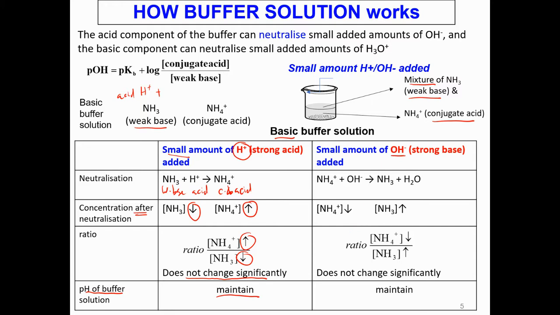If you add strong base, the base will react with the acid, the conjugate acid, NH4+. What happens after the neutralization is that the conjugate acid decreases and the weak base increases. So the ratio does not change significantly, and this is how the buffer solution maintains its pH.